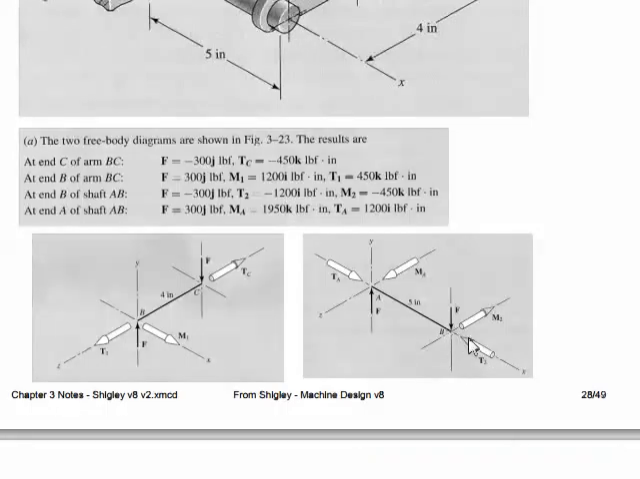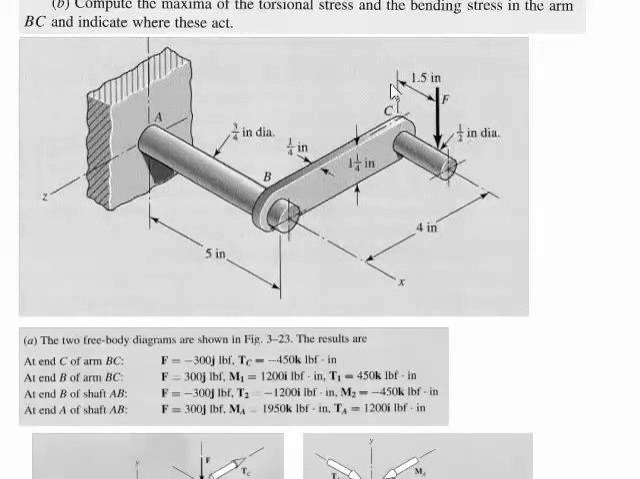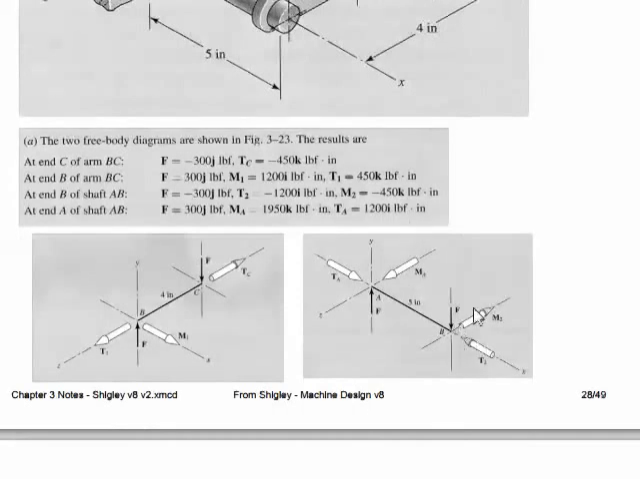Okay, at the end B we have a torque, which is the 4 inches times the 300 pounds, that's 1,200. We have a bending moment because of the load applied here, and that distance 1.5, so we have 300 times 1.5, which would be 450 bending moment. We have the shear force acting straight down at this end. We have the shear force equal and opposite at this end. We have the same torque here that we have here, equal and opposite.